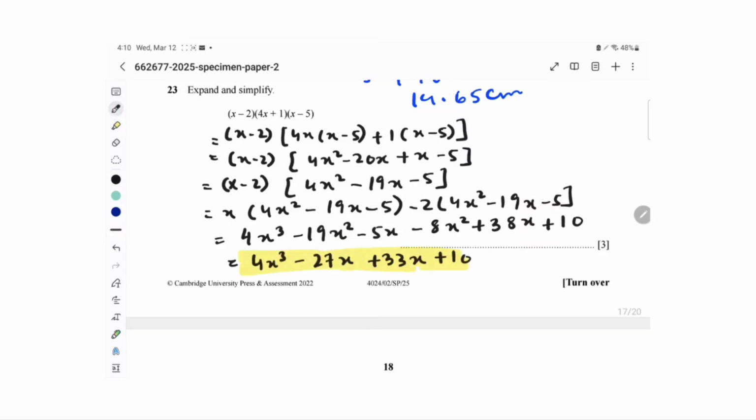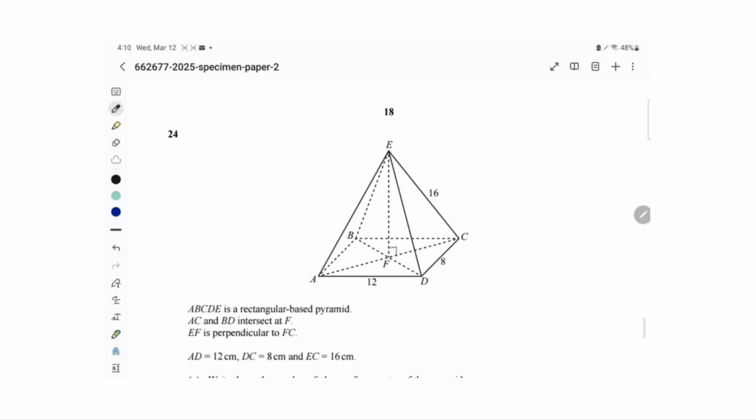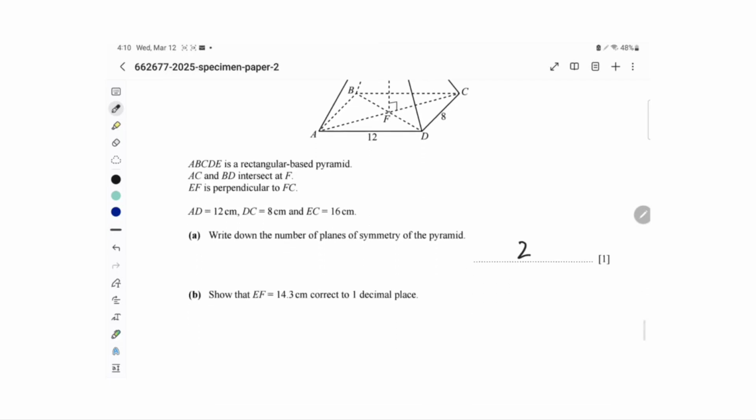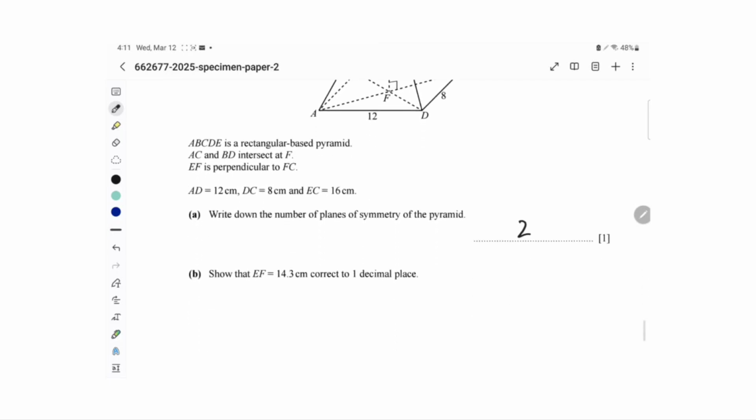Then afterwards you have a pyramid given in this question. ABCD is a rectangular base pyramid. AC and BD intersect at F. EF is perpendicular to FC. AD is 12, DC is 8, EC is 16. Write down the number of planes of symmetry of the pyramid. A rectangular base pyramid will have 2 planes of symmetry. Now show that EF is 14.3 correct to 1 decimal place.